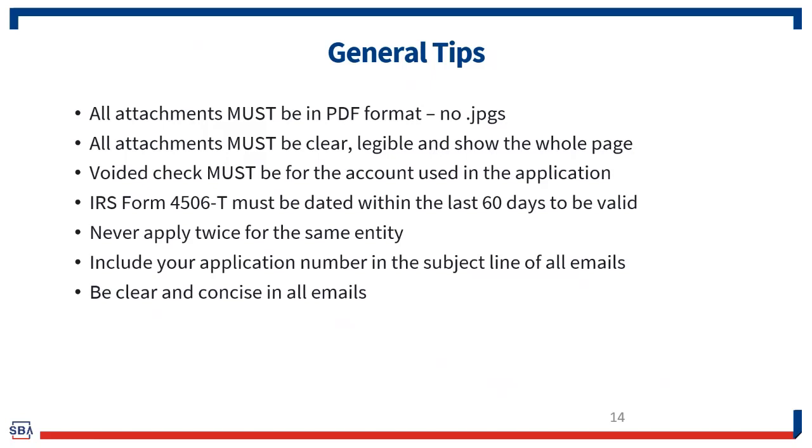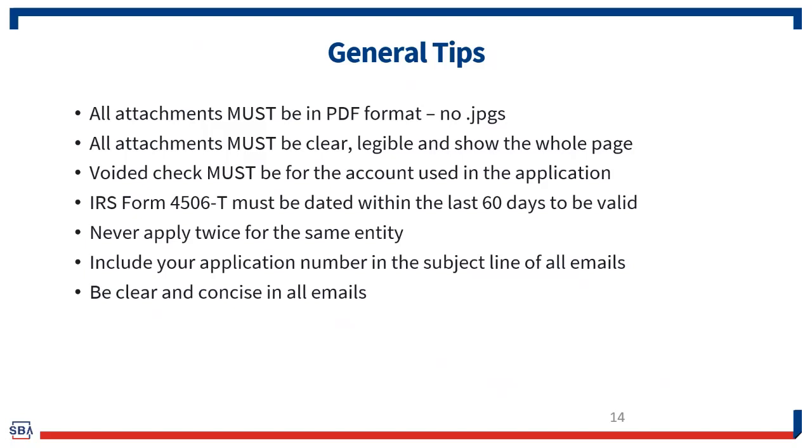I said it before, but I'll say it again. The voided check must be for the account that's used in the application. The 4506T form must be dated within the last 60 days in order to be valid. We get a lot of calls saying I've had to send in my form 4506T 5, 6, 7 times, which is frustrating. Absolutely. But chances are it's because the form has gone out of that 60 days. So do make sure that it's within 60 days. Otherwise, it will get returned.